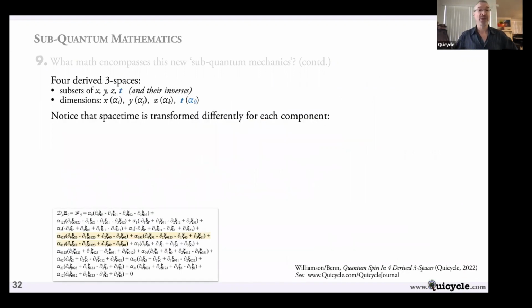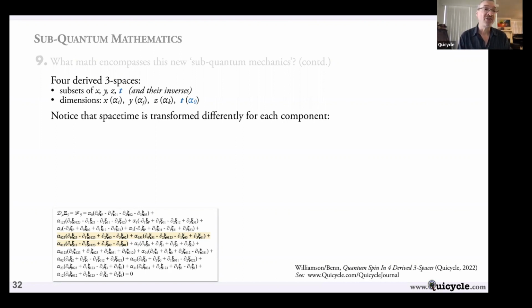Before we do, though, I do want to take a moment to talk about the different ways that electric, magnetic, and spin transform in the mathematics of 4 dimensions in space-time. At the bottom, there's a source. John and I have been working on a paper on this topic, as I mentioned, and it is up on the Quicycle website on our journal. So space-time has only 4 components, as we know, x, y, z, and t, as well as their inverses, obviously. Inverse time is frequency.